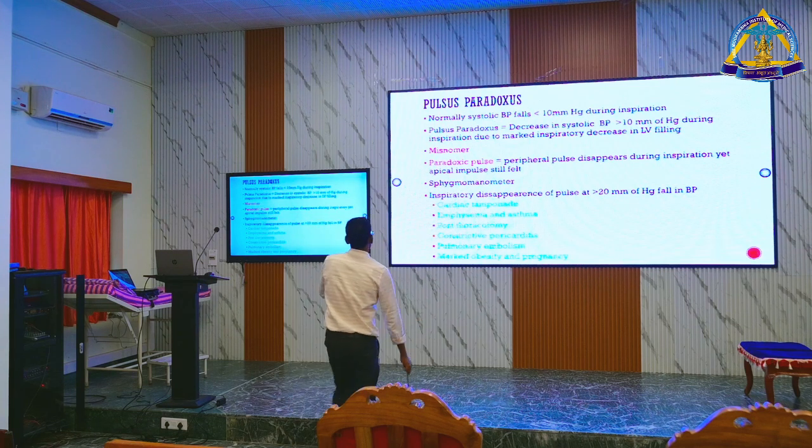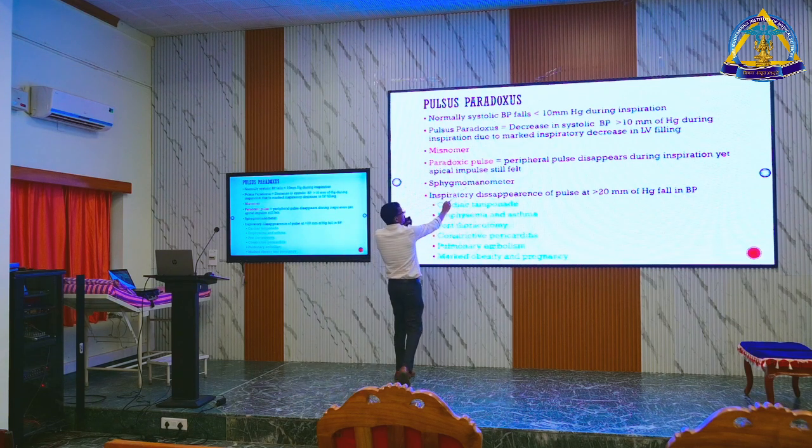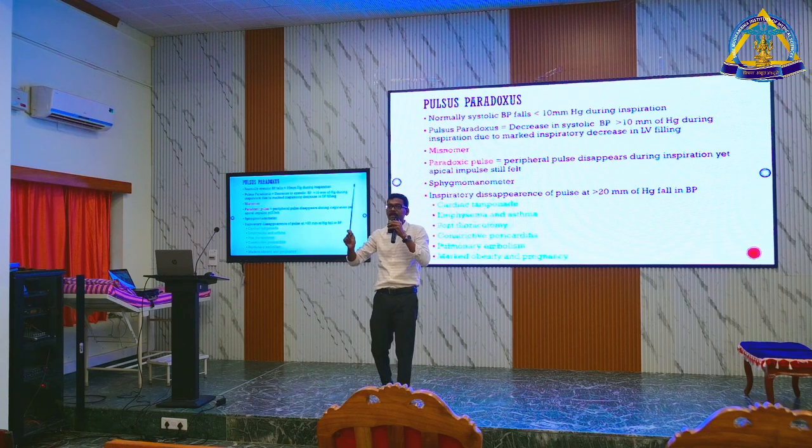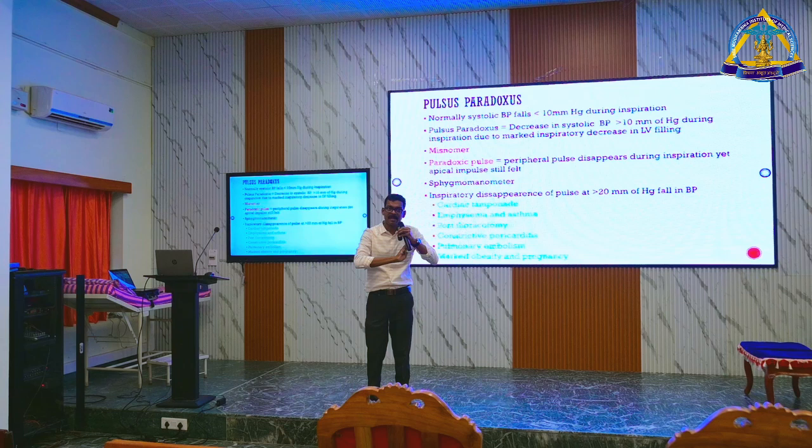So you need a sphygmomanometer to demonstrate paradoxes. If you have more than 20 millimeters of fall in the BP, I have seen several times, I have actually diagnosed tamponade by just palpating the pulse. Ask the patient to take a deep inspiration. Some of you can even feel, if your fingers are that sensitive, that during inspiration the rate goes up and there is a certain decrease in the volume. It may be very difficult, but it may be possible.